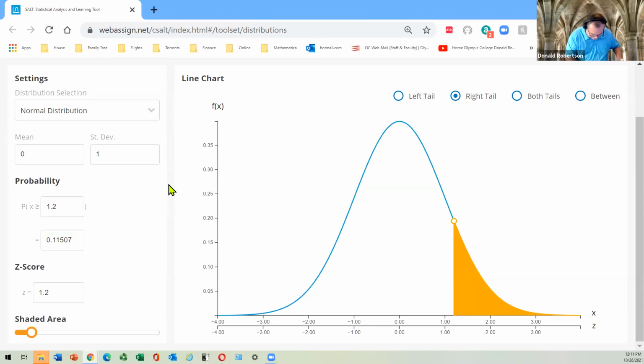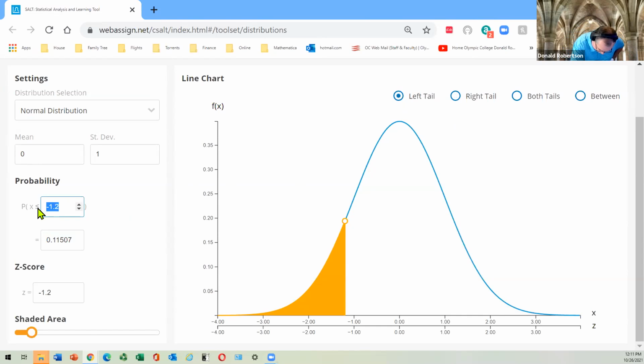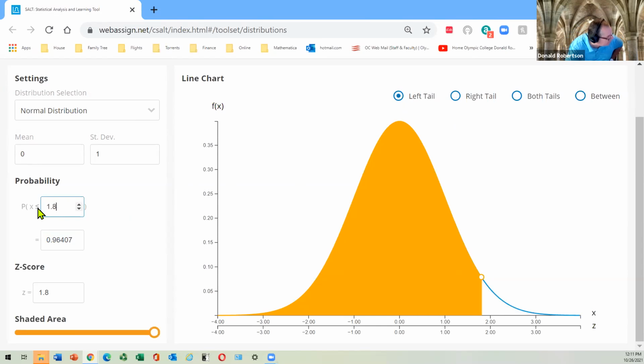Now, the next question you can't see was Z less than or equal to 1.8. So if you want less than, you hit left tail and you turn this number into, well, you want less than 1.8, so you type in 1.8. And there's your answer. It's about 0.96.